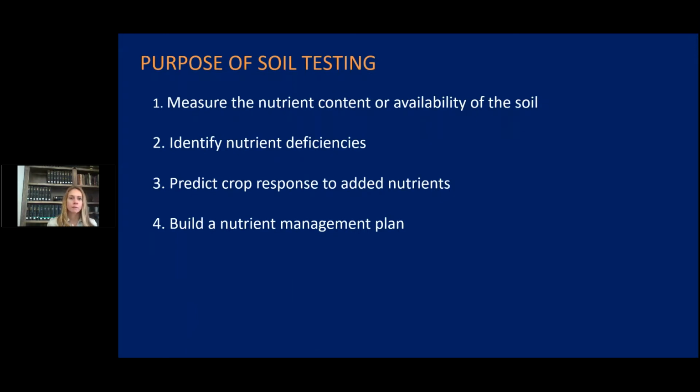Back in the 50s or nowadays, the purpose of soil testing remains the same. The four main objectives are to measure the nutrient availability or the nutrient content in the soil, identify nutrient deficiencies or in some cases excessive nutrient concentration in the soil that can cause a toxic effect on the plant, and also predict crop response to fertilizer application. So with that information, farmers or soil managers can build a nutrient management plan that's relevant to that particular area.